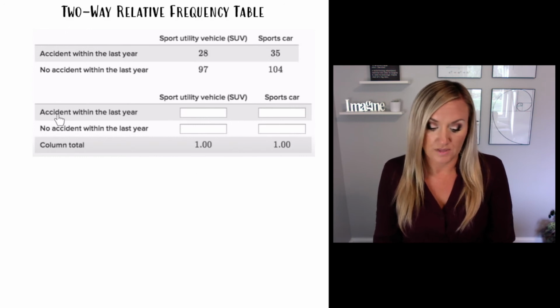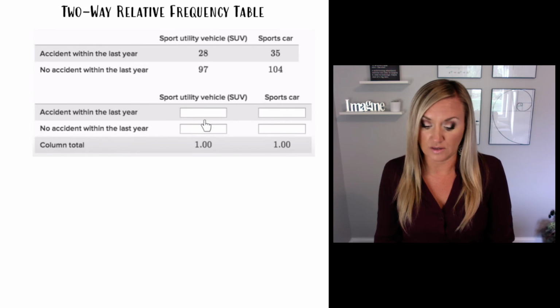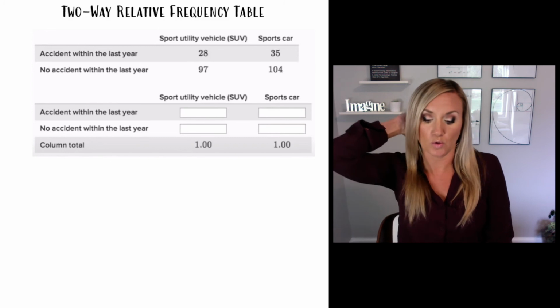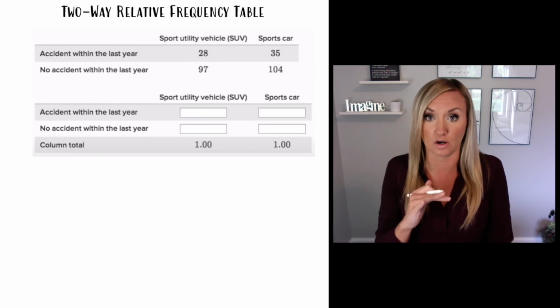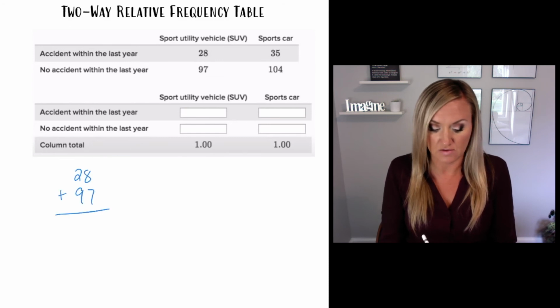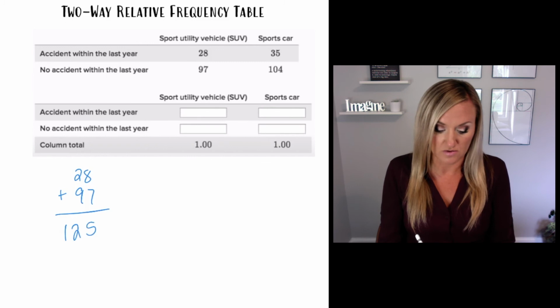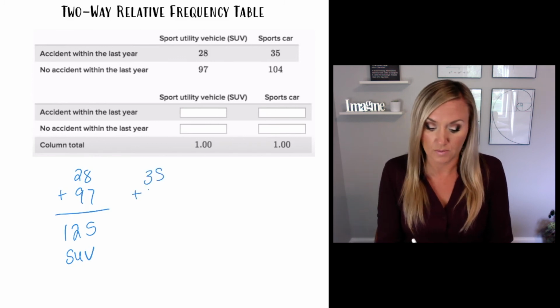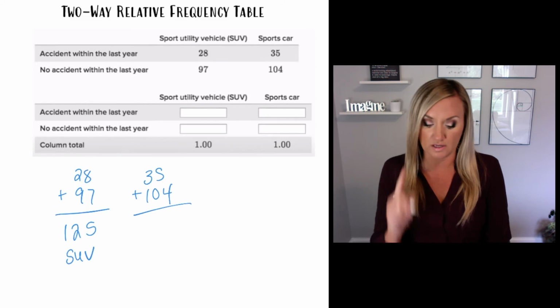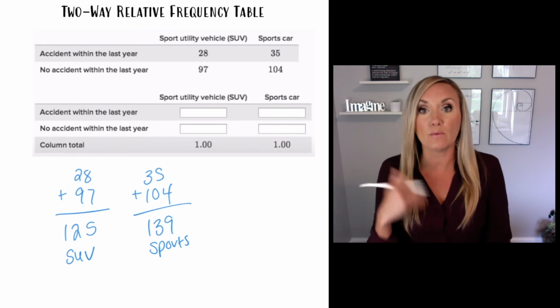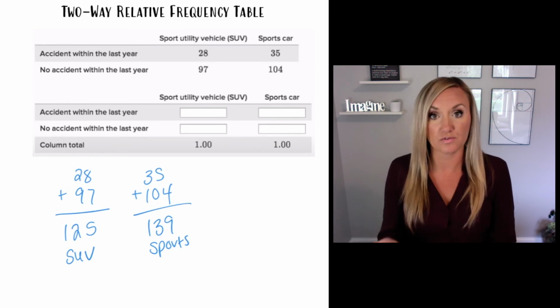All right, so an accident within the last year, we're going to fill out this box, this box, this box, this box. Let's take a look at the total, how many SUVs there were. And so we would just simply add up the 28 plus the 97, and that gives us 125 total SUVs. Let's do the same with the sports cars. We have the 35 plus the 104, so that gives us 139 sports cars.